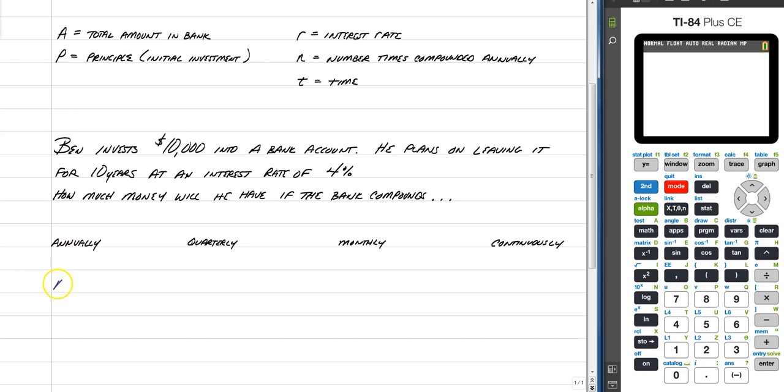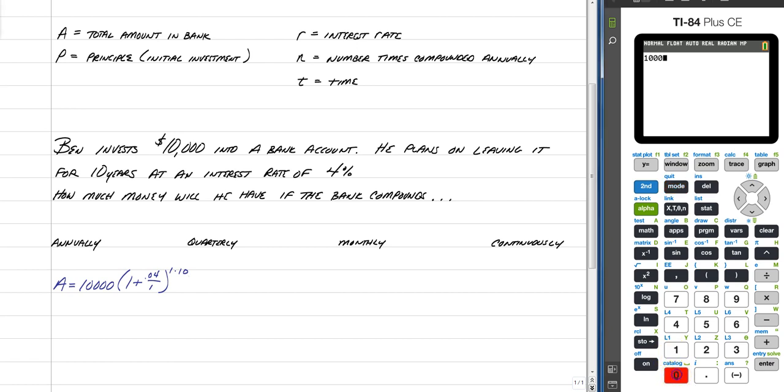So let's start by coming up with an equation. So the amount of money he has is equal to 10,000 times 1 plus. Now we have our rate of 4%, but it's only going to happen 1 times a year. And then we raise it to 1 times a total of 10 years. And then all you have to do is type that in the calculator. Just make sure you're careful with your parentheses.